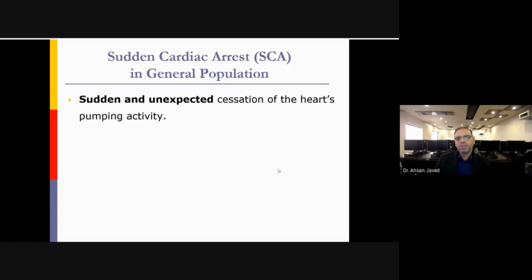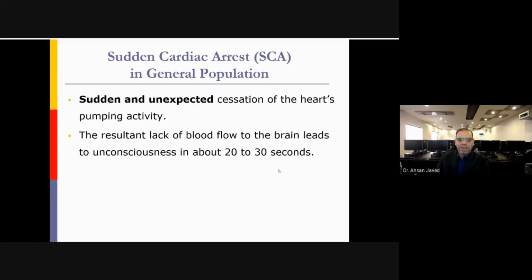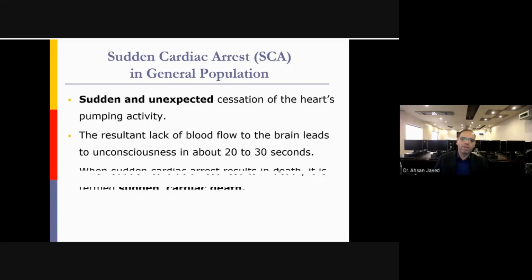Sudden cardiac arrest in the general population. Sudden cardiac arrest, as the name tells, is the cessation of the heart's pumping activity. As a result, there will be a lack of blood flow to the brain. It leads to unconsciousness in about 20 to 30 seconds. Whenever the heart is not pumping blood into the system, the person will become unconscious in 20 to 30 seconds, and there will be decreased blood to the brain.